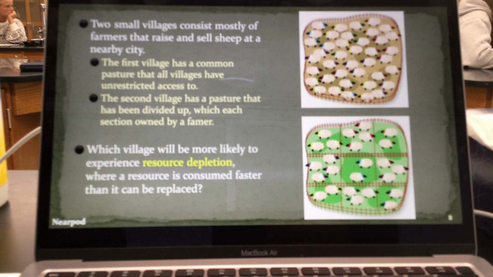Number 1, right? Because there's no restrictions. Okay, it's just a big open pasture that people can use. You can do whatever the heck you want with it and deplete it and utilize it at any rate that you choose.